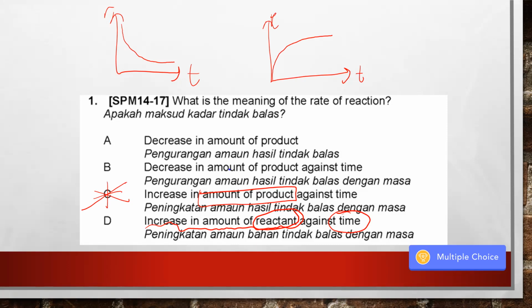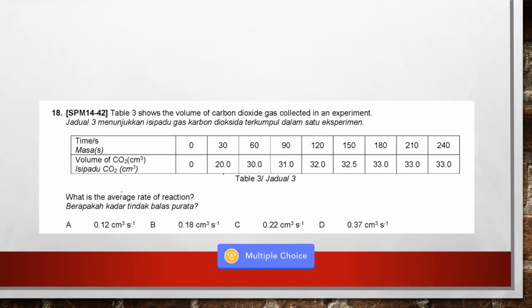So the answer is C here. Okay, next one. Teacher taught you already. What is the average rate of reaction here? Don't know, type 1 in the chat quickly, so don't waste time. If don't know, just type 1.